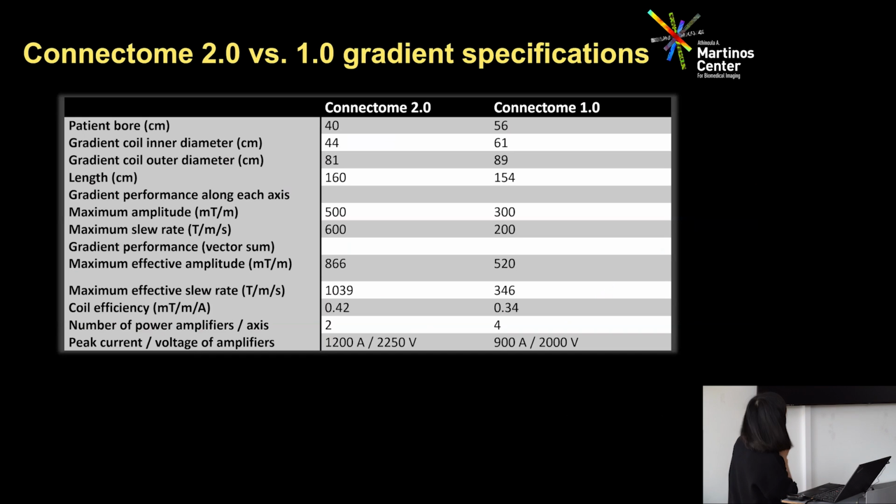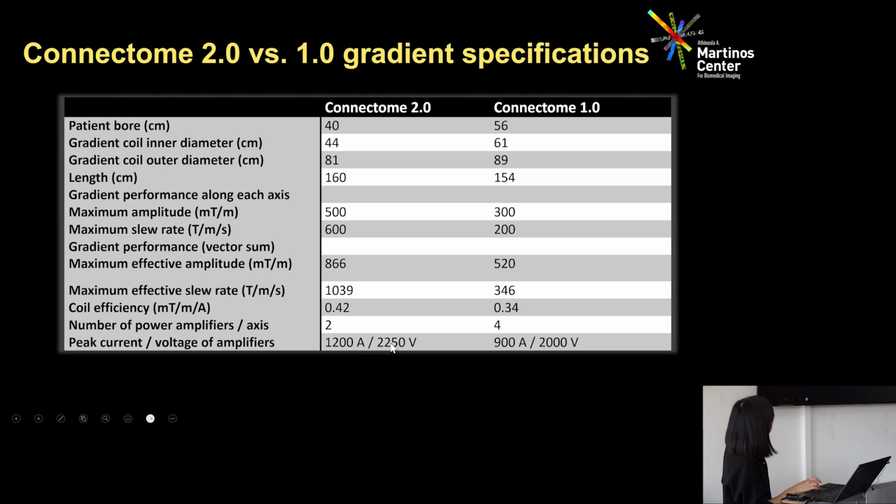And in more detail, these are the gradient specifications of the Connectome 2 scanner. Now that it's been converted into a head-only gradient coil, the actual patient bore diameter is reduced to 40 centimeters, as compared to 56 centimeters for the Connectome 1. It has a very high efficiency. Because of going down to the smaller diameter, you can see that it's provided this boost in the gradient coil efficiency. And essentially, we're able to hit the maximum gradient strength and slew rates without issues.